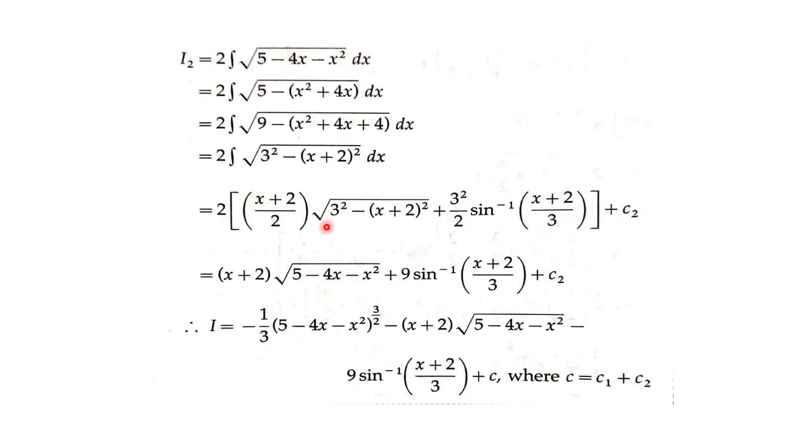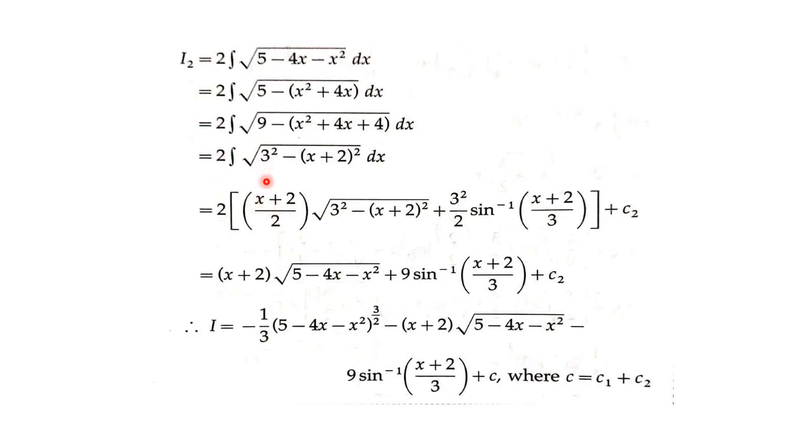But here these are the two separated integrals. In I1 we have added c1 and in I2 we will add c2. So again, the standard form is a square minus x square. Its integral is x by 2 into under root a square minus x square plus a square by 2 into sine inverse of x by a. The 2 is there, that's why I have repeated it here.